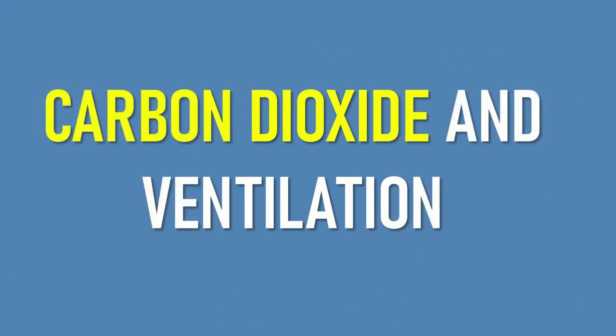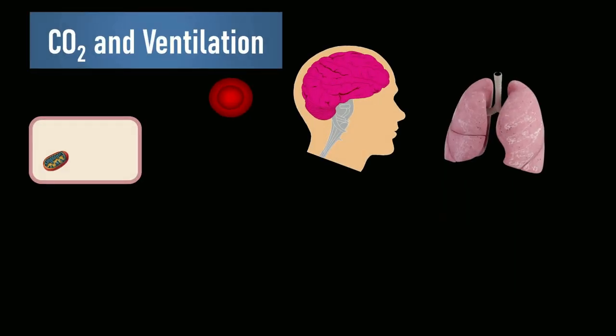Now let's look at carbon dioxide and ventilation. Carbon dioxide is produced at a rate of 200 mL or 9 millimoles per minute. CO2 easily passes into the cerebrospinal fluid, where it is converted to carbonic acid, again associated with carbonic anhydrase, and that dissociates to hydrogen and bicarbonate. This lowers the pH and activates chemoreceptors in the ventrolateral medulla. The effect is to increase respiratory drive and alveolar ventilation.